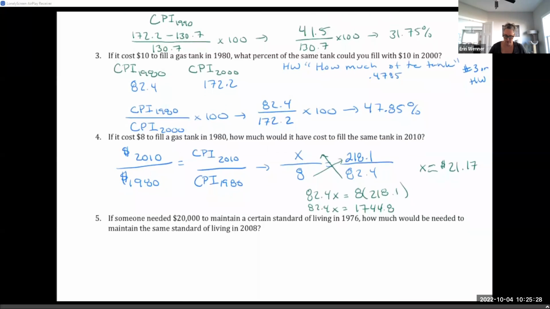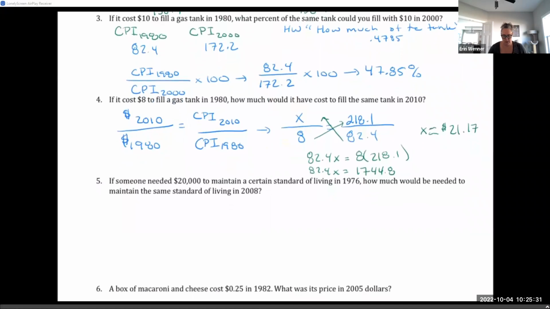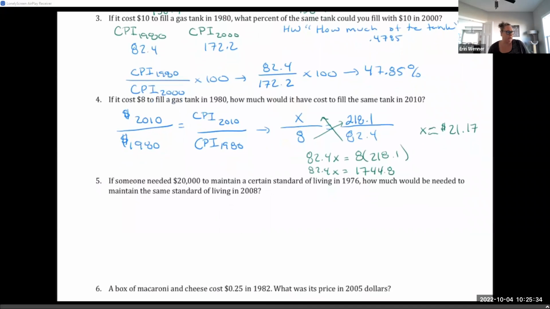I think number 5 is the one that always puts this all in perspective for me, because we talk about needing a certain amount of money, and especially why people have such a hard time buying homes now versus what they used to be able to, what you could maintain a life on. I just find this subject really interesting, and obviously it's a hot button issue because there's a lot of different opinions. If somebody needed $20,000 to maintain a certain standard of living in 1976, how much would be needed to maintain the same standard of living in 2008?